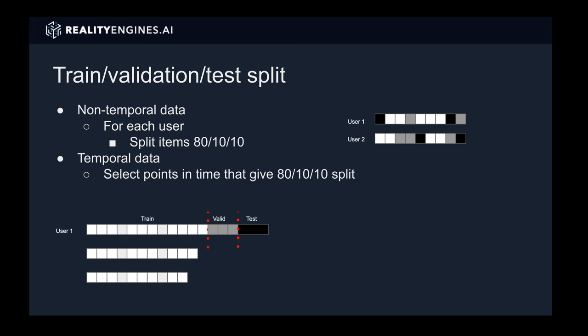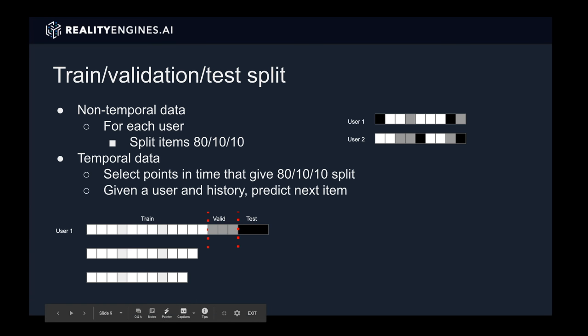So typically what we can do is select points in time that give 80-10-10 splits for all the interactions that occurred before and after those time splits. Okay, and then the data points here will be a user and all the movies they've interacted with up until that period in time. And the goal will be to predict the next movie they interacted with. So if a user has interacted with K movies in the training set, we can create K-1 training points by taking all K movies, cutting off the last one, and cutting off the last two and so on. And then we'll always be trying to predict the next one in the sequence.